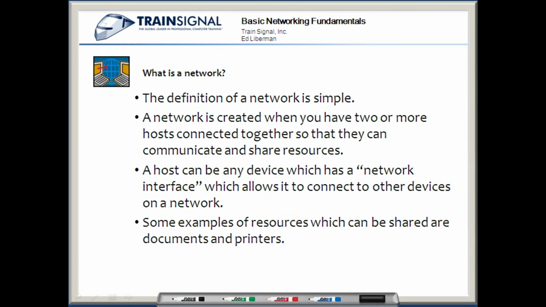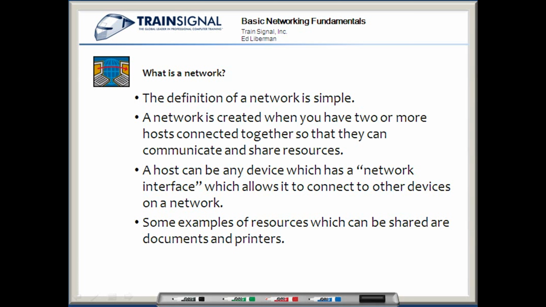So first of all, what is a network? Well, the definition of a network is real simple. A network is created when you have two or more hosts connected together so they can communicate and share resources. That's right. All you need is two hosts and you have a network. Now, that word host might be confusing you, but a host can be pretty much any device that has a network interface, which allows it to connect to other devices on a network. To keep this real simple, just think of a host as a computer.